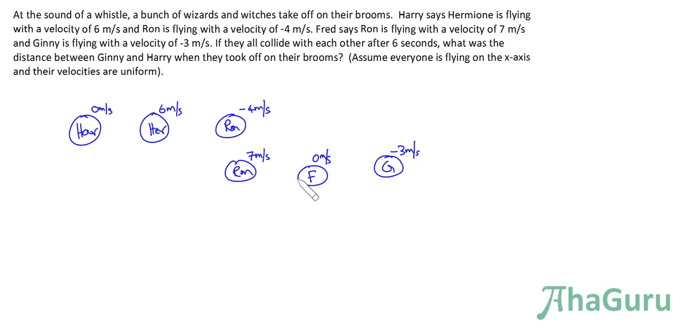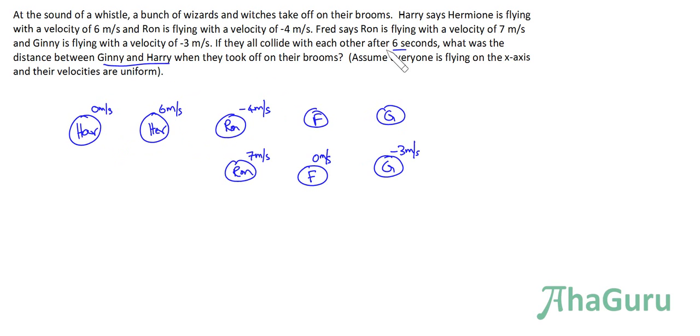Right? Now Fred and Ginny are also in the first diagram, except we don't know their velocities yet in the first diagram. And we have been told that they all collide with each other after 6 seconds. And we want to know what was the distance between Ginny and Harry when they took off on their brooms. Now they are all traveling on the x-axis. I am not saying that Harry, Hermione and the others are arranged in this order. These are just the velocities. So we will figure this out a little later.